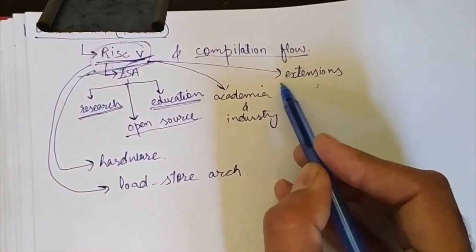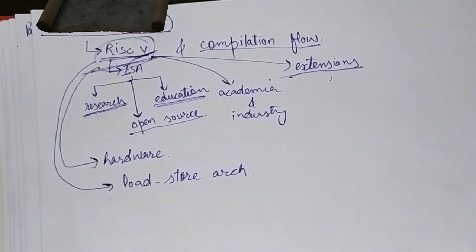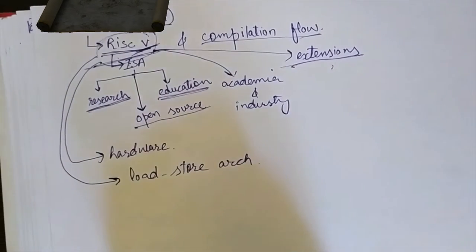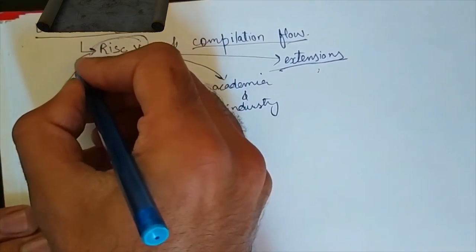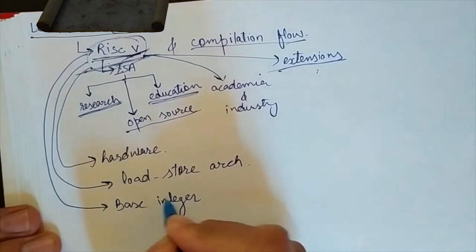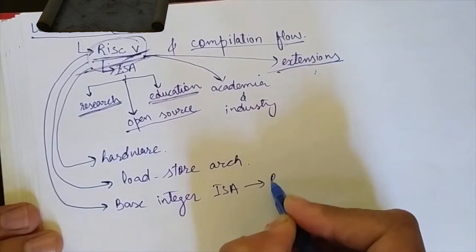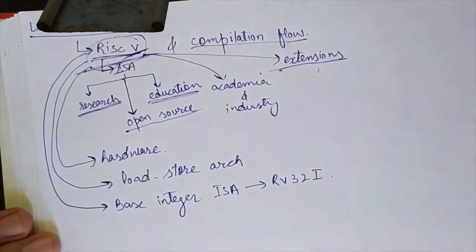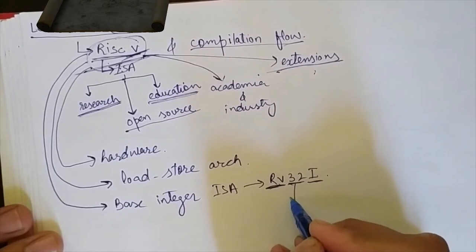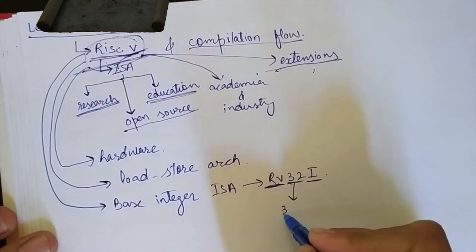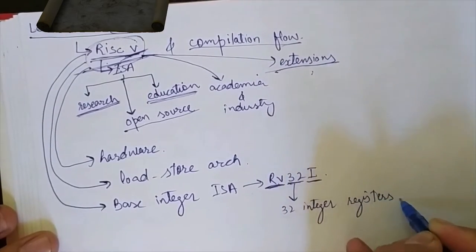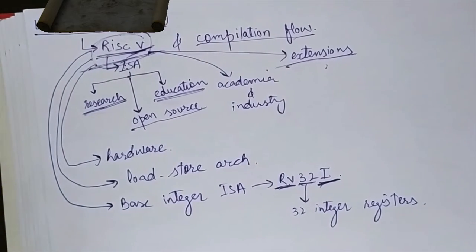As I have said, there are multiple versions of RISC-V, and there is the possibility of having extensions of RISC-V. However, in this particular course, or in this lecture, we will be discussing the base integer ISA, that is RV32I. RISC-V 32I means that this particular ISA has 32 integer registers, and it is mostly doing integer operations.